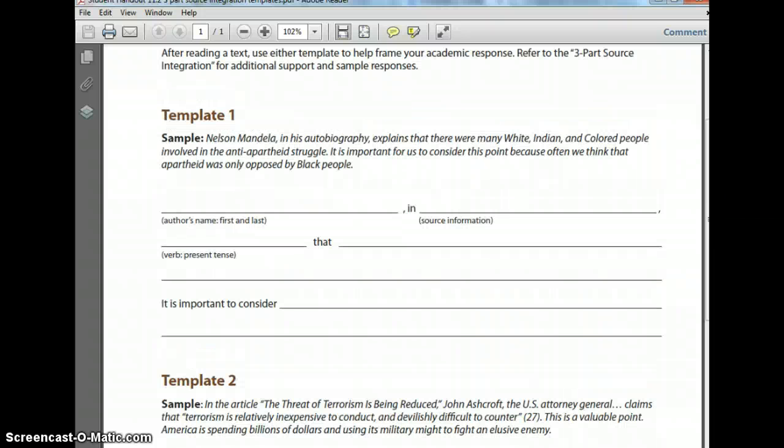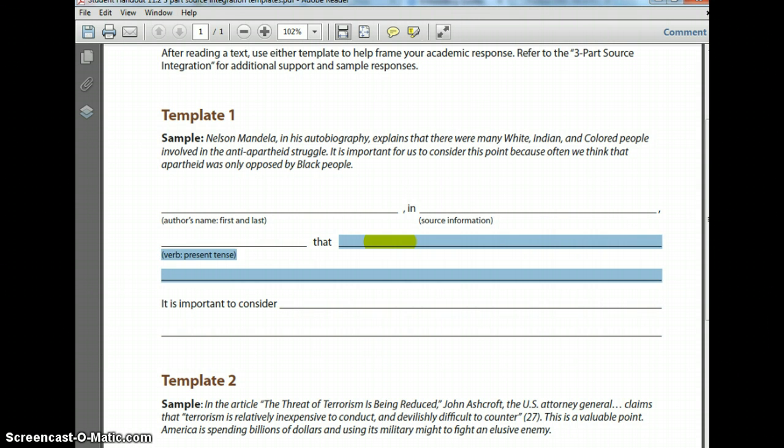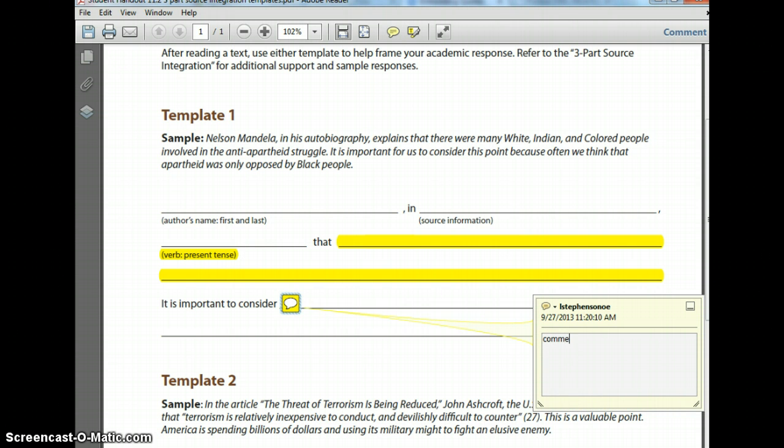The author's first and last name, comma, in your source information, so your title of the article. Then choose one of your strong verbs from the Said Is Dead wall or from your strong verb chart. That, so explains that, and this would be your quote. Right here is where you would put your quote. It is important to consider, and so this right here is going to be your commentary. Your commentary would go right here.